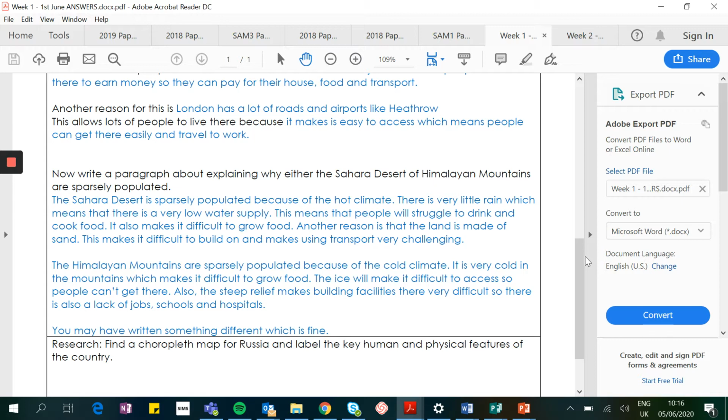So the next bit, you needed to talk about the Sahara Desert or the Himalayan mountains, and you had to explain why they're sparsely populated. So the Sahara Desert is sparsely populated because of the hot climate. That means there's very little rain, so they've got a very low water supply. People will struggle to drink and cook food using water, and it also makes it difficult to grow food.